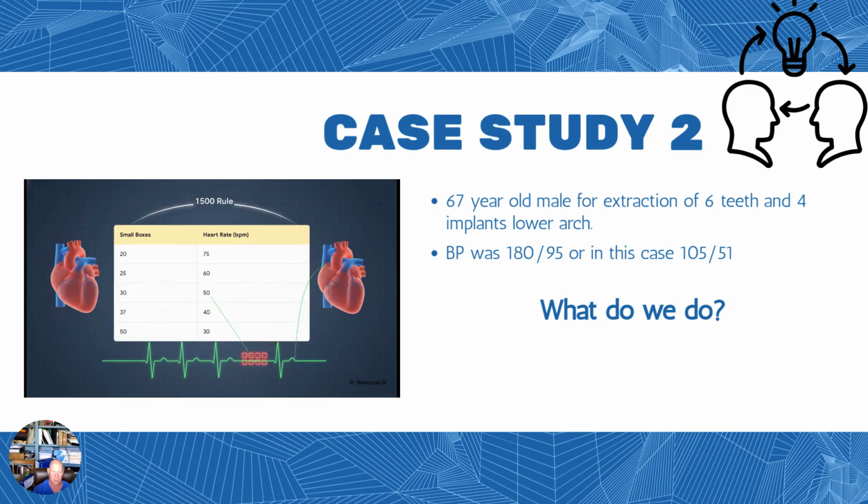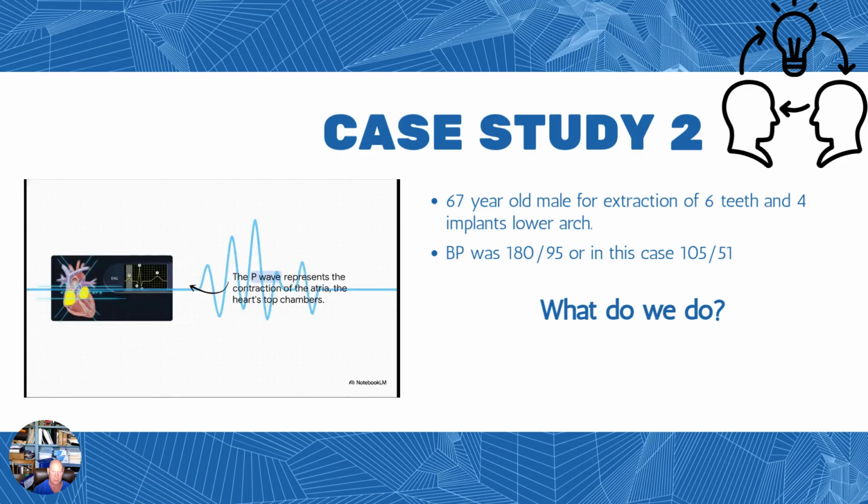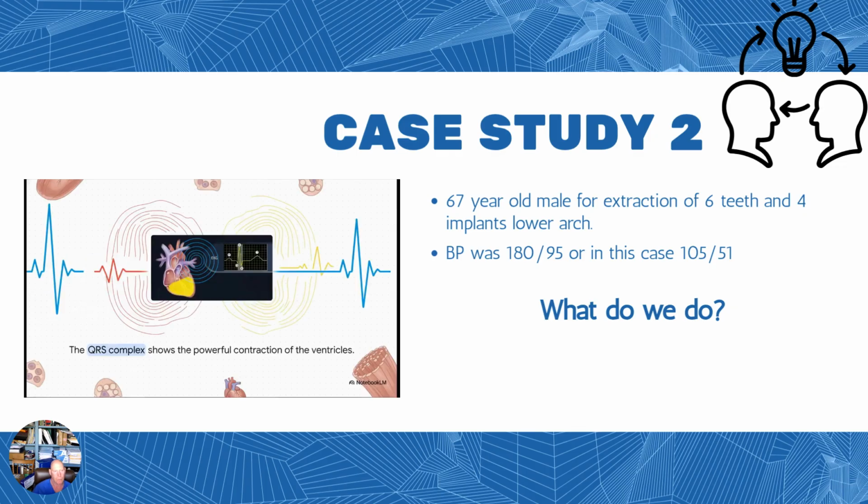We can even figure out the exact rate by counting those little boxes between heartbeats. Like in this example, 50 small boxes means your heart rate is down at just 30. Let's break down the wave real quick. First up, the P wave. That's the atria contracting. And right after, you get that big QRS complex. That's the ventricles doing all the heavy lifting.